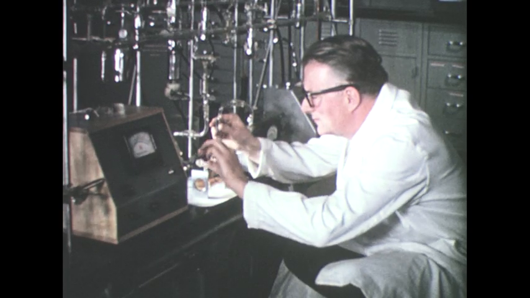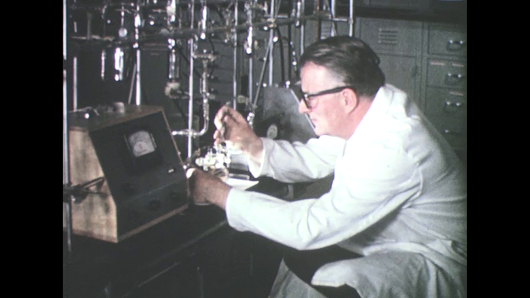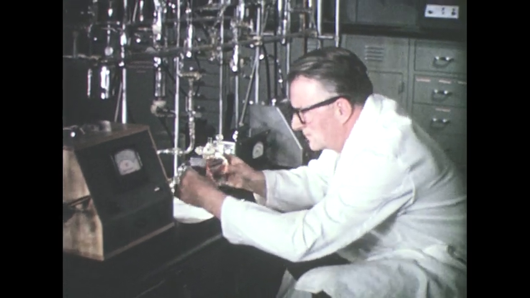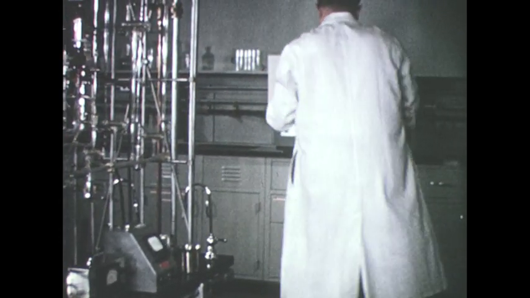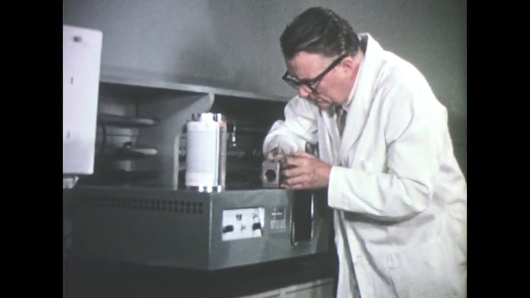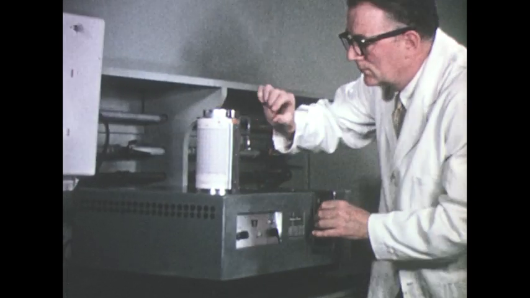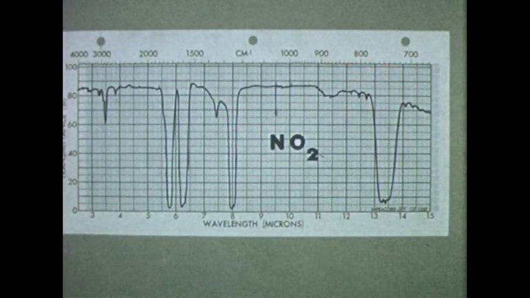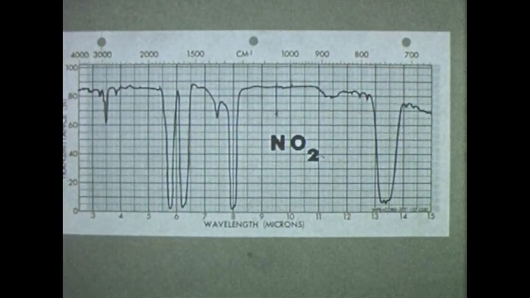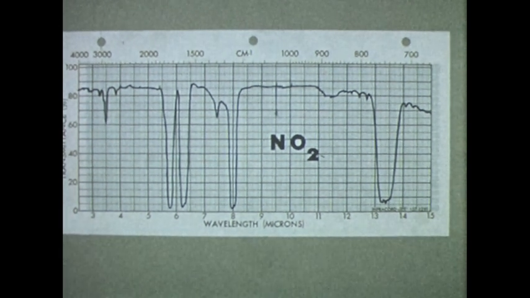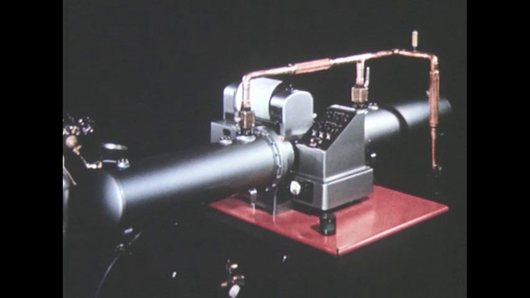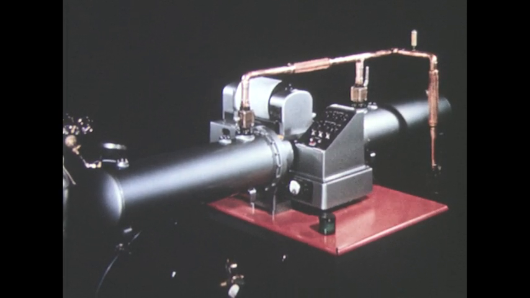The cell is removed from the vacuum system, and the infrared spectrum of the gas is obtained on a double beam instrument. The spectrum reveals that the gas is pure nitrogen dioxide, uncontaminated by the other oxides of nitrogen. For materials with low vapor pressures, cells with an optical path as long as 40 meters are used. With this cell, constituents in smog can be measured in the parts per 100 million range.